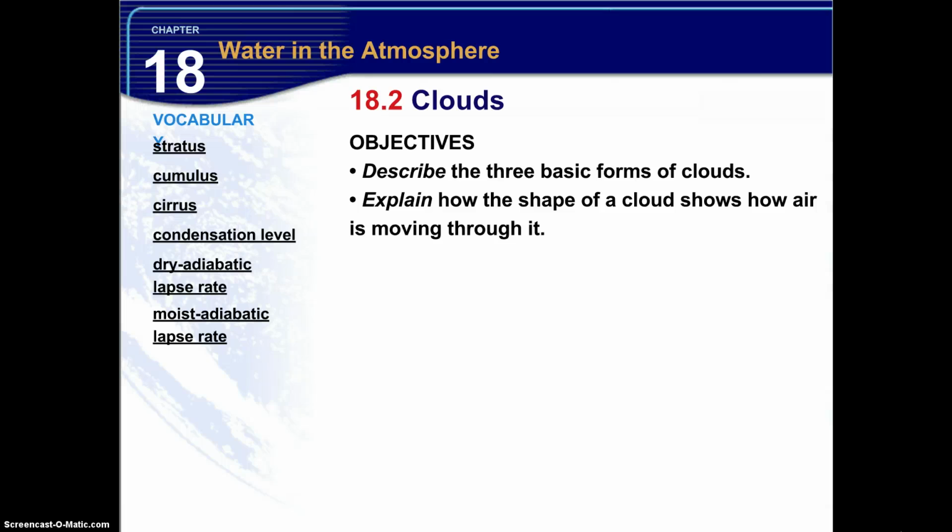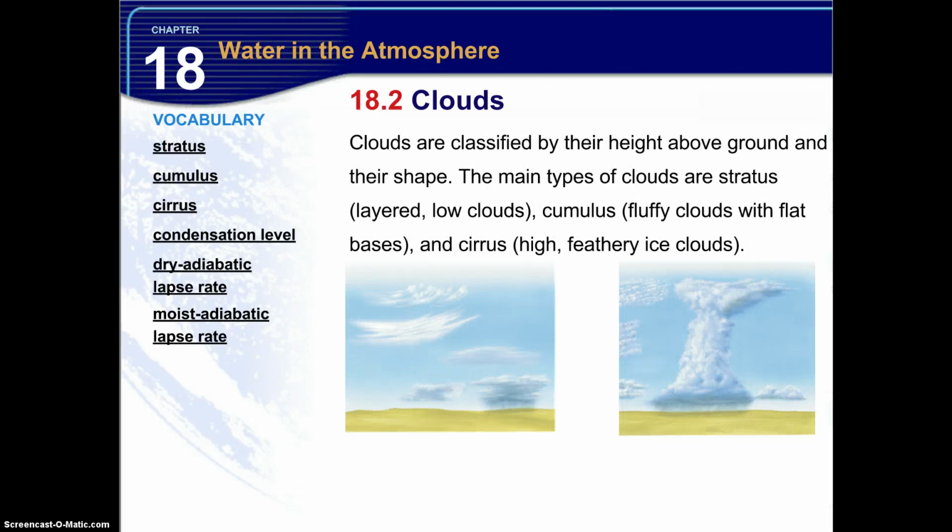There are the key vocabulary terms as well on the side of each slide. Now, clouds are classified by their height above ground and their shape. The main types of clouds are stratus. They are the layered low clouds. So if you ever come across a description of a layered cloud, that's going to be a stratus cloud. Then there are cumulus clouds. These are fluffy clouds with flat bases, kind of look like an anvil. Then we have cirrus. Cirrus are high, feathery ice clouds.